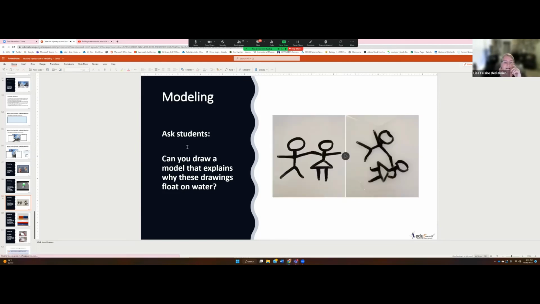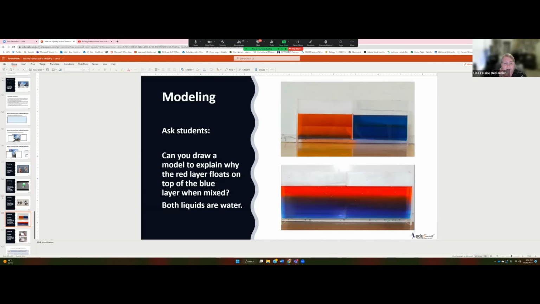So this is, can you draw a model that explains why these drawings float on water? When you drew, it was probably on a transparency sheet, but you could use a sheet protector to do this. As long as you don't use a permanent marker, this will work, that these will float. You've probably seen something similar, but here you're asking them to draw a model to explain why these float on water.